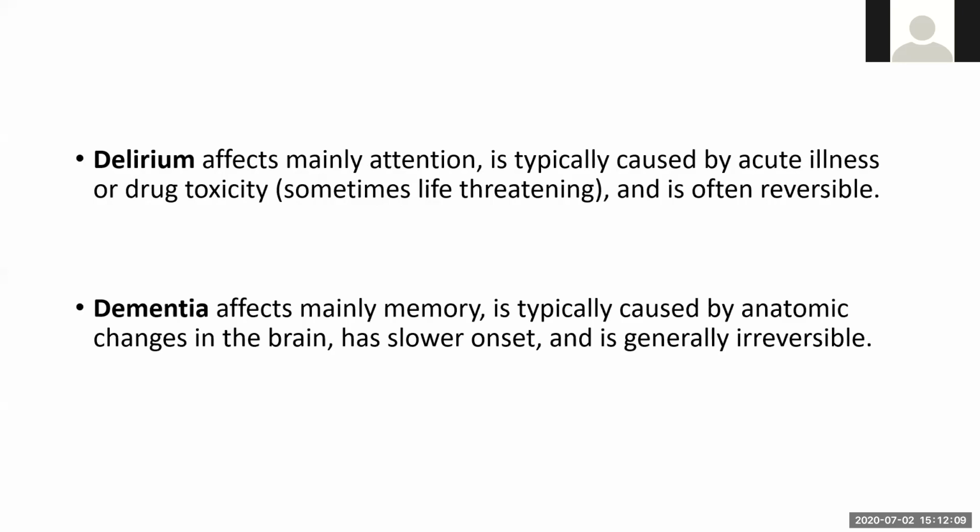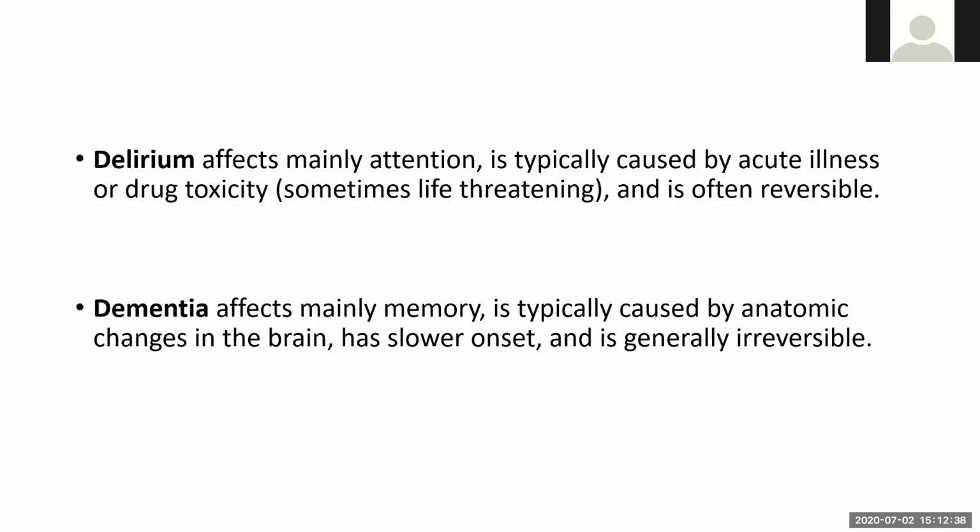Earlier, we had the definition of delirium telling us that it is acute in onset. In dementia, it's much slower in onset. And delirium, again, is often reversible. It may be caused by drug toxicities or other life-threatening conditions. Dementia is generally permanent and irreversible.